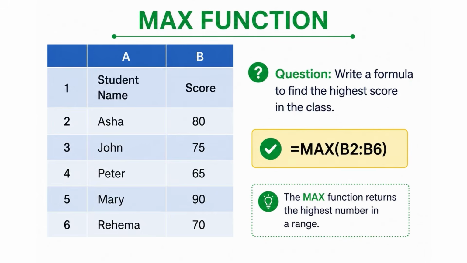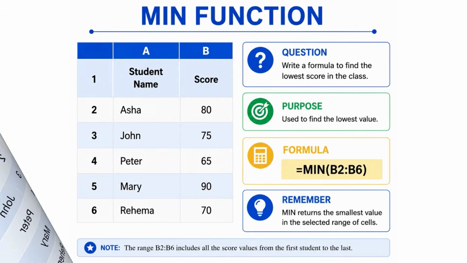Notice that we use a colon because the scores are in a continuous range of cells. This formula tells the spreadsheet to look through all the values from B2 to B6 and return the highest one. Therefore, whenever you want to find the highest value in a range of cells, you can use the max function. Now let's learn about the min function. The min function is used to find the lowest value in a range of cells.